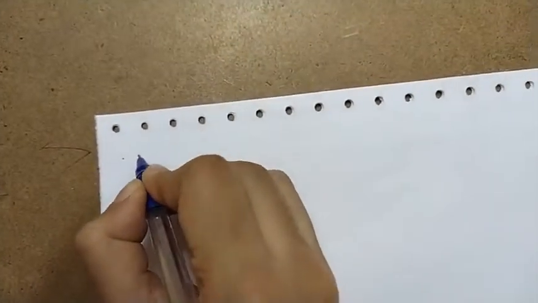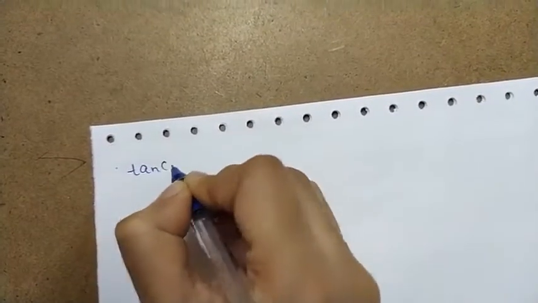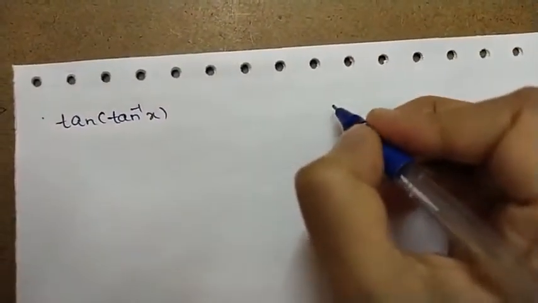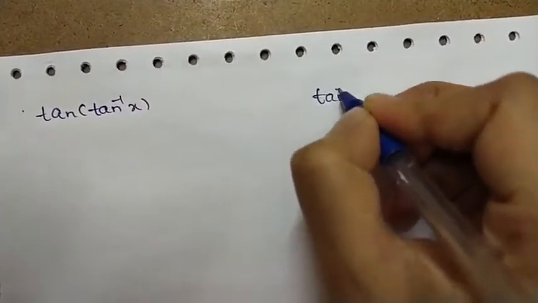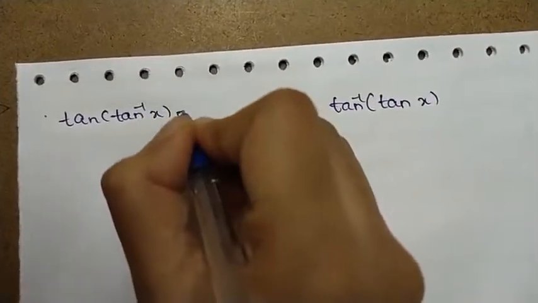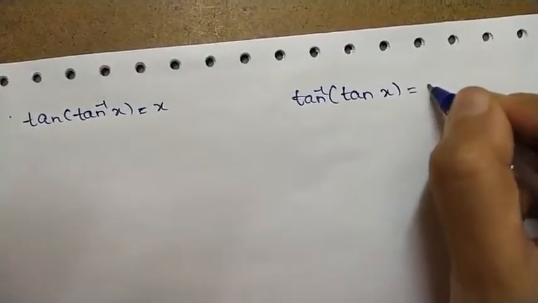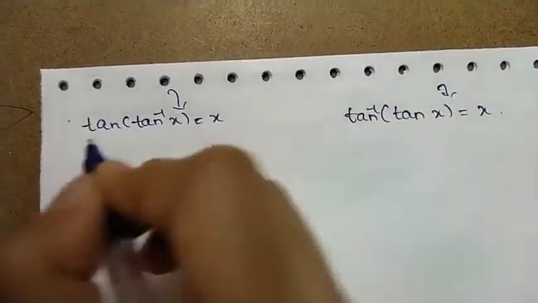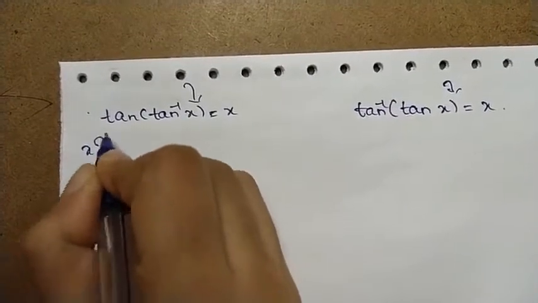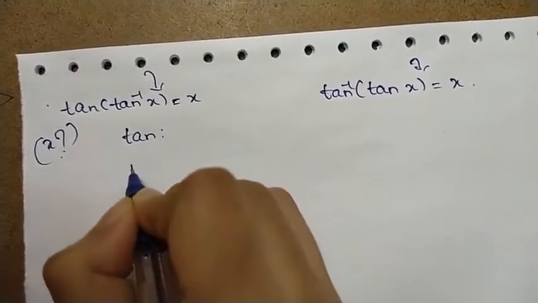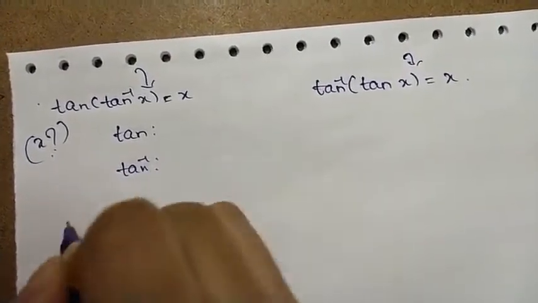Next is the tan function, that is tan inverse of x. What is tan of tan inverse of x? Another one is what is tan inverse of tan x. Clearly in both cases it is x itself. Now the question is what is x in both cases. So we need to find what x is in both cases. First let us understand the domain and range of both tan and tan inverse functions.